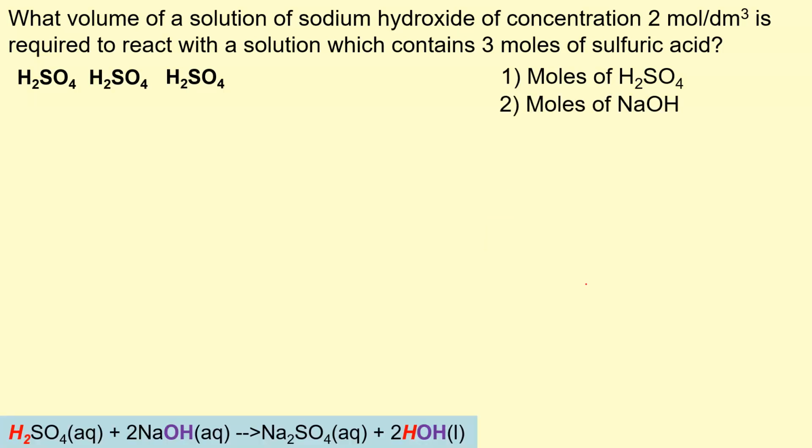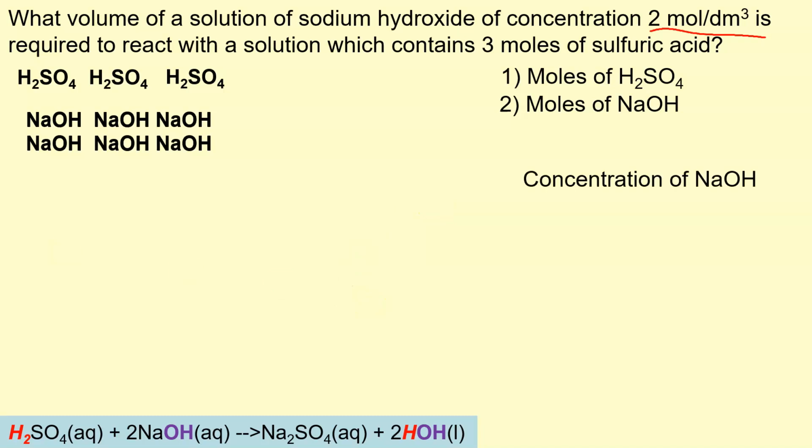We can write the equation down, which relates the number of moles of sulfuric acid to moles of sodium hydroxide. So for every mole of sulfuric acid, it will react with 2 moles of sodium hydroxide. So we have 6 moles of sodium hydroxide. It tells us the concentration of sodium hydroxide is 2 moles per decimeter cubed.